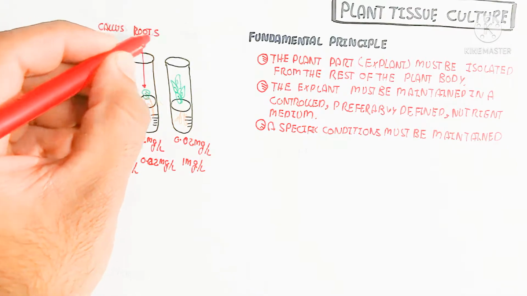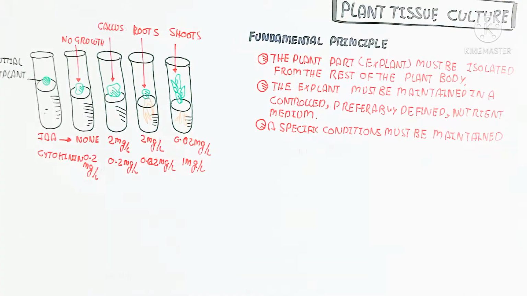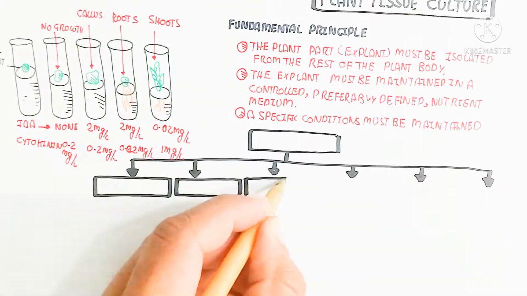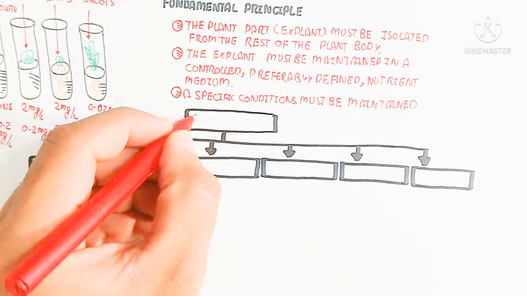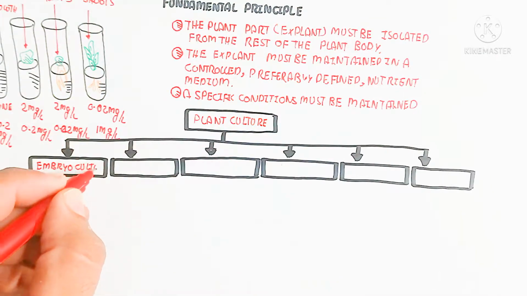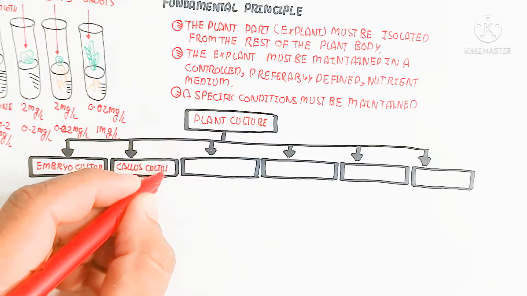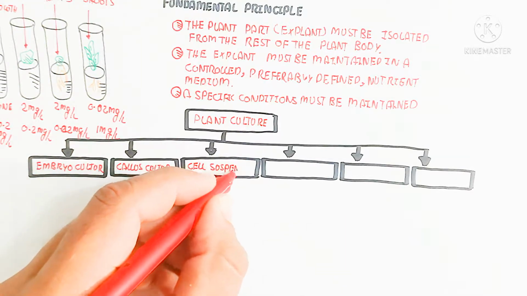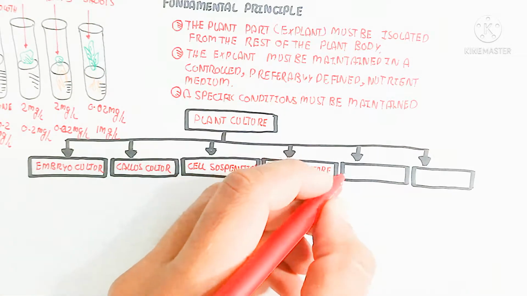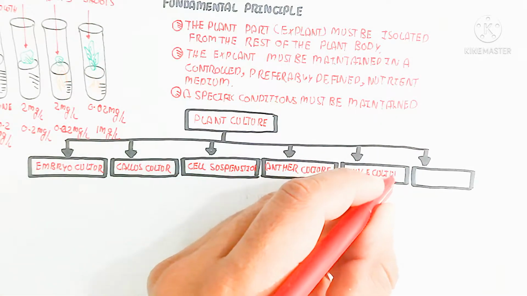So here you can see, shown horizontally, the indoleacetic acid and cytokinin for the controlling mechanism of the development of root and shoot in the presence of 2 indoleacetic acid, while 0.2 milligram per liter is the cytokinin. So that means you should know about that. And here we will discuss the plant culture.